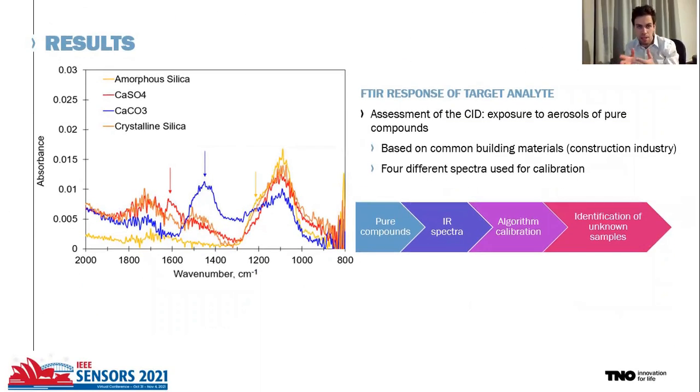These are the FTIR responses to individual components. The CID was exposed to aerosols of pure compounds that are typically present in the construction industry, namely amorphous silica, crystalline silica, calcium carbonate, and calcium sulfate. These spectra were used to calibrate our data processing algorithm.